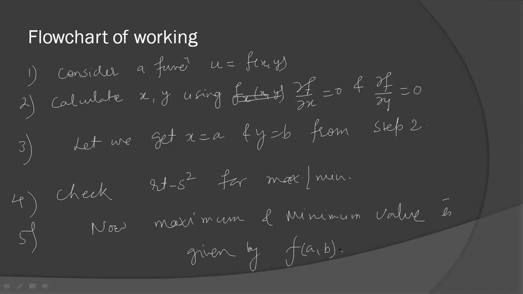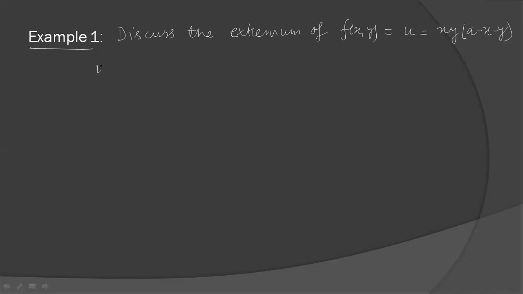So let's see some examples, and after that we will see some previous year GATE questions asked based on this topic. So example 1. Discuss the extremum of f(x,y) equal to u equal to xy(a minus x minus y). So u equal to f(x,y) is given as xy(a minus x minus y).